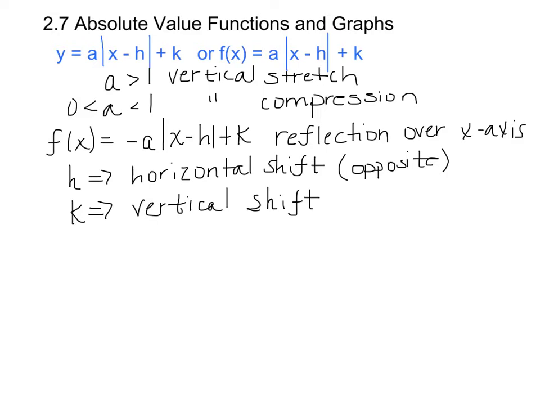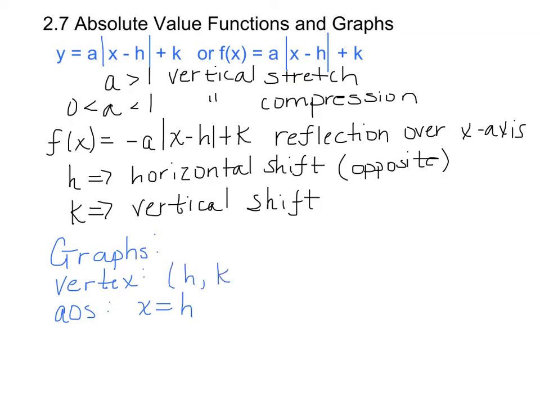Okay, and your book is going to tell you to make a table of values. We are not going to do that. I'm going to show you the quick way of graphing. And on all your graphs, this is very important, on all graphs, make sure you include the vertex, axis of symmetry, which we're going to abbreviate AOS, which is always x equals h. Your vertex will always be h, comma, k.